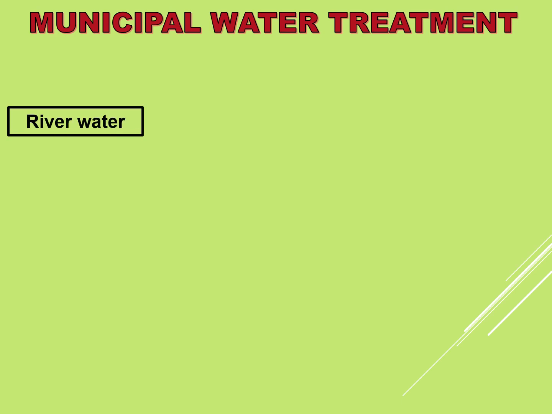The river water is first subjected to screening. Now screening is a method for removing solid impurities. All the solid impurities will be removed. Certain filter screens are kept and the water is allowed to flow through that. So all solid impurities can be removed.